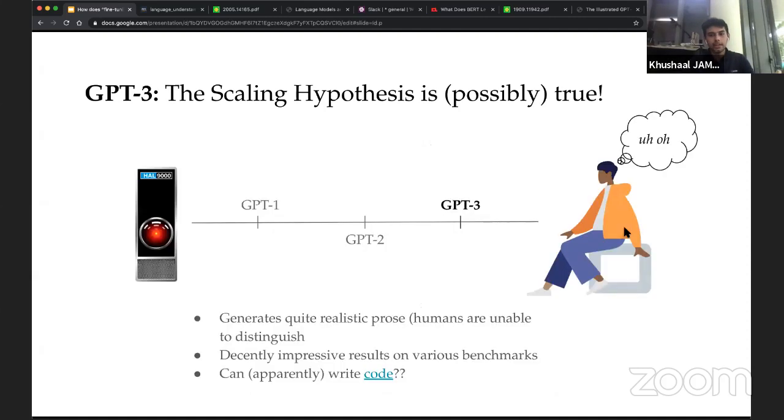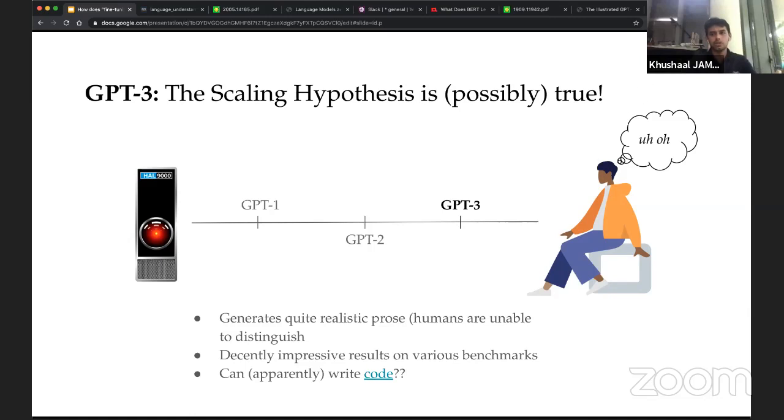And so if we take a look at this little spectrum, we can see here our little mTurk worker is starting to get slightly worried. So GPT-3 is much closer, in my opinion, to humans, because it can generate fairly realistic prose. As we explored previously, humans are unable to distinguish. It gets decently impressive results on various benchmarks. And it can apparently write code.